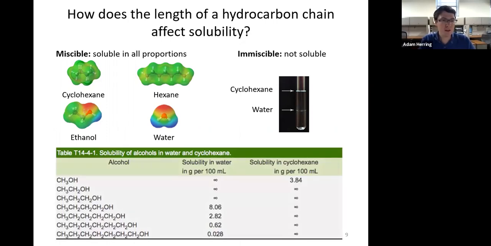Table 14-4-1 in the ebook elaborates on this idea. What we can see is that for a given alcohol, when you increase the number of carbons in its chain, it becomes less and less soluble in water. However, it becomes increasingly soluble in another nonpolar substance, in this case, cyclohexane. So when we look at molecules, not only do we need to evaluate the types of intermolecular forces, but also essentially what proportion of the total those intermolecular forces play for that molecule.